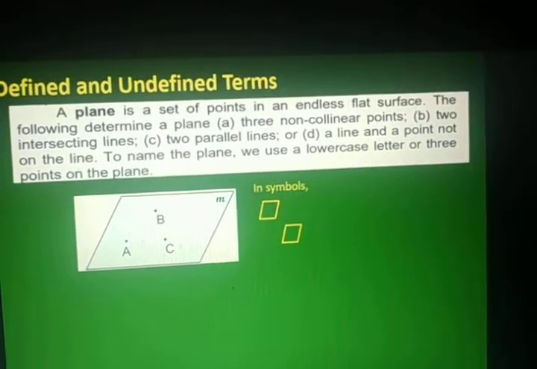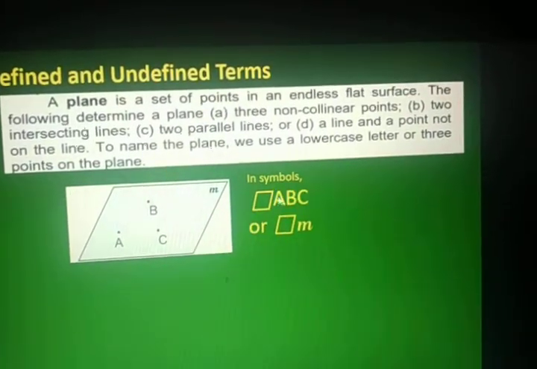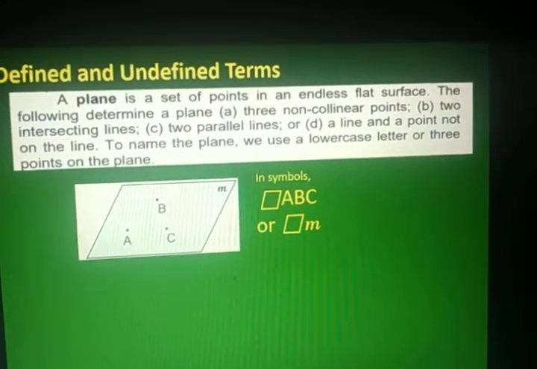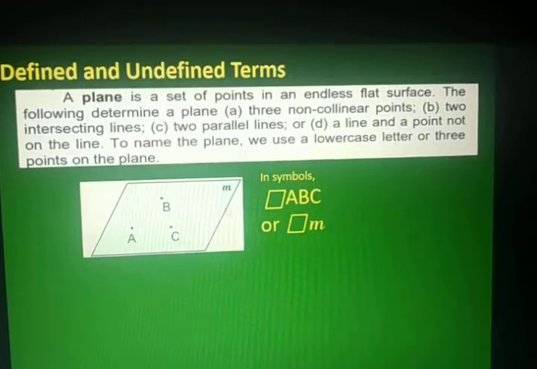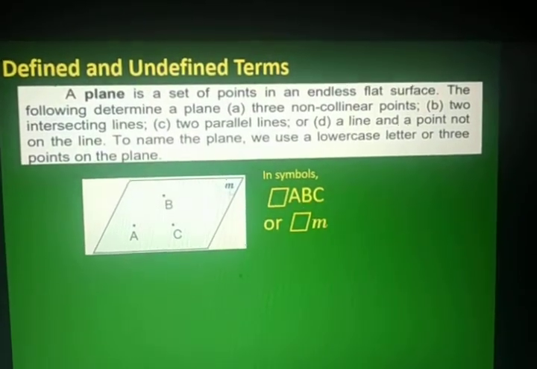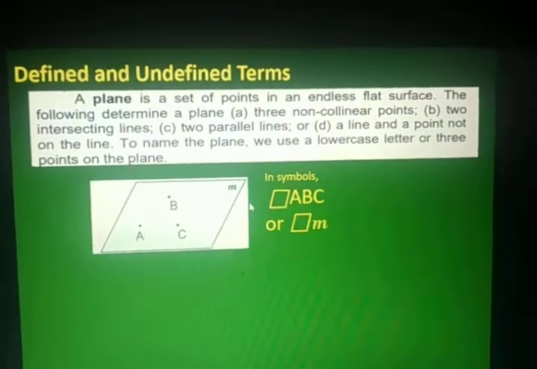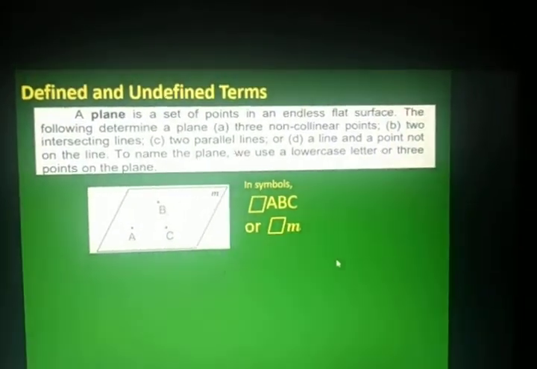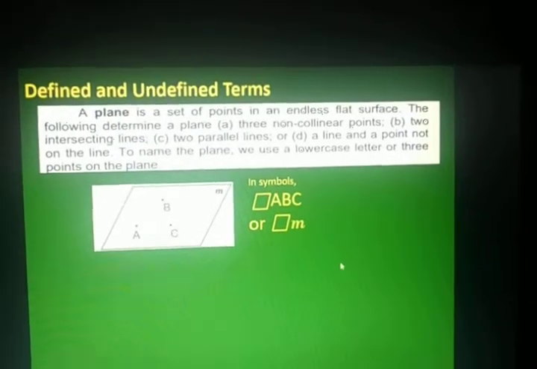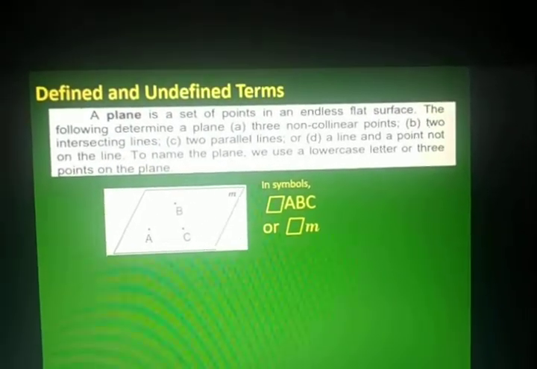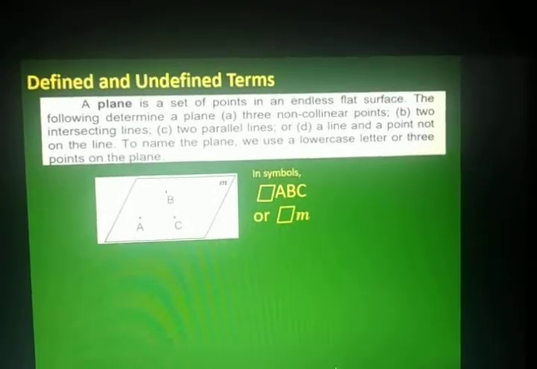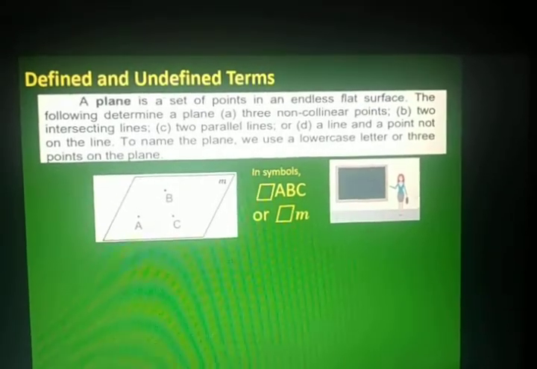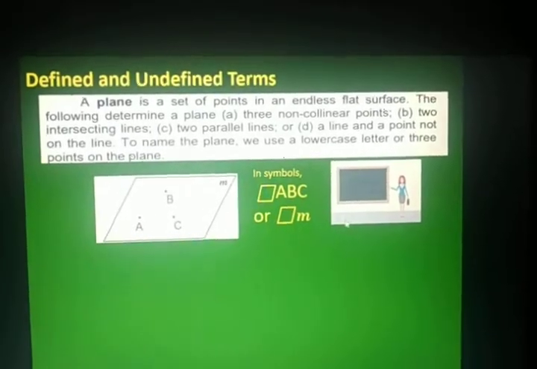So using this, we will write in symbols, plane ABC or plane M. So if you have capital letters, we have your points, big letters, 3 of them, it looks like that. If it is a small letter, italicized, in italics, it can be just one small letter. Okay. In real life, we have a lot of things that look like a plane, like the surface of your blackboard, right? What the teacher points to, that's a plane, and many more.